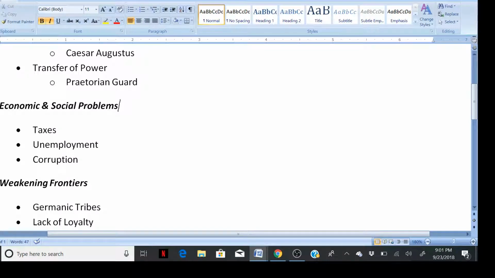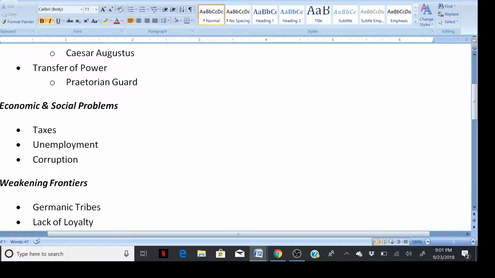To make matters even worse, on top of that, you had notorious emperors such as Nero, who spent money like crazy and were extremely corrupt, and did not have Rome's best interests in mind. And so all this led as well to a weakening of the frontiers of Rome.